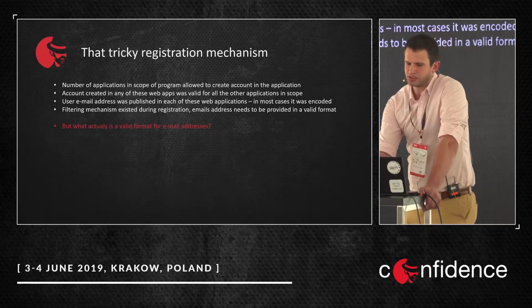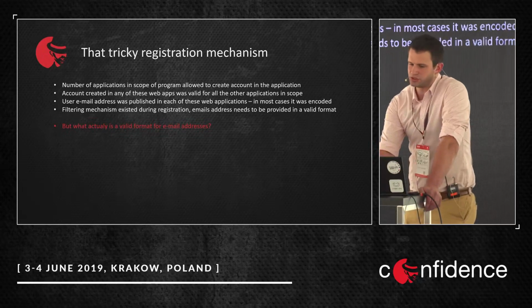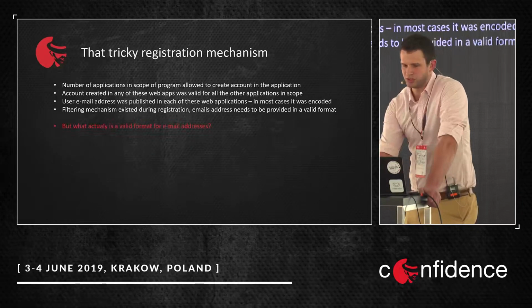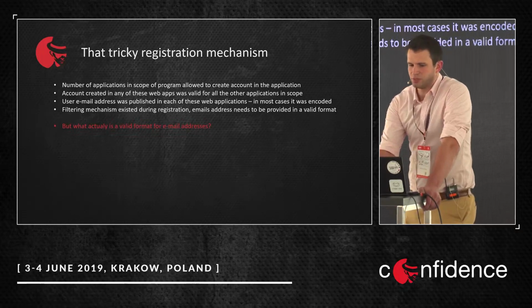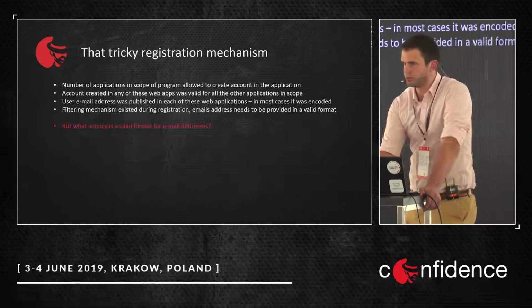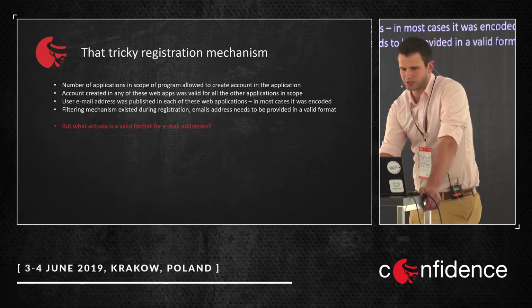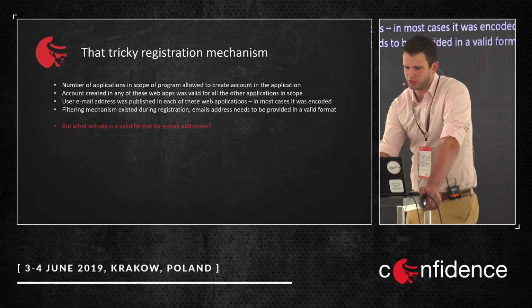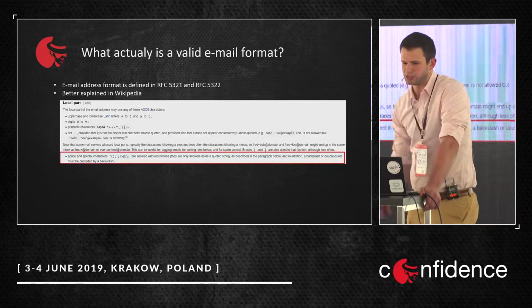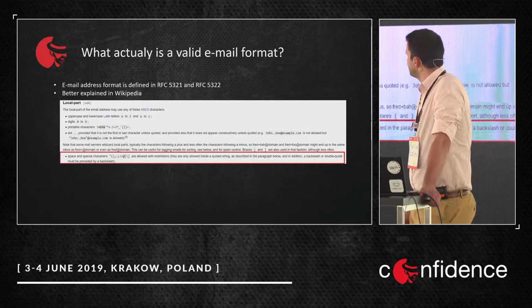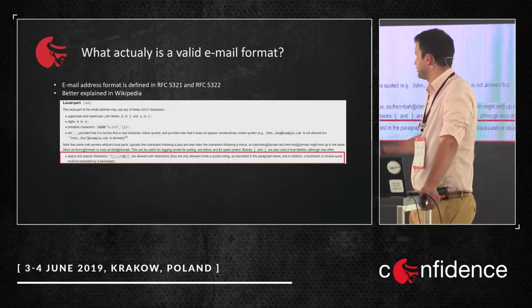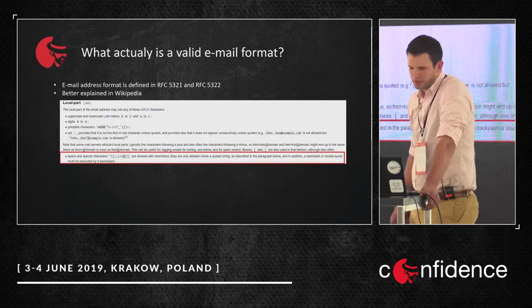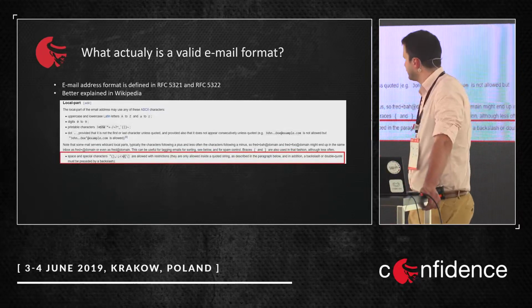And the thing is that the email address was also published in each of these applications. In most cases, it was encoded, and a filtering mechanism existed during the registration process. But input filtering is not easy, especially for emails, because we need to ask ourselves a question: what actually is a valid format for an email address? You can go to the RFCs to find this information. You can go to Wikipedia because it's explained there in a more understandable manner.